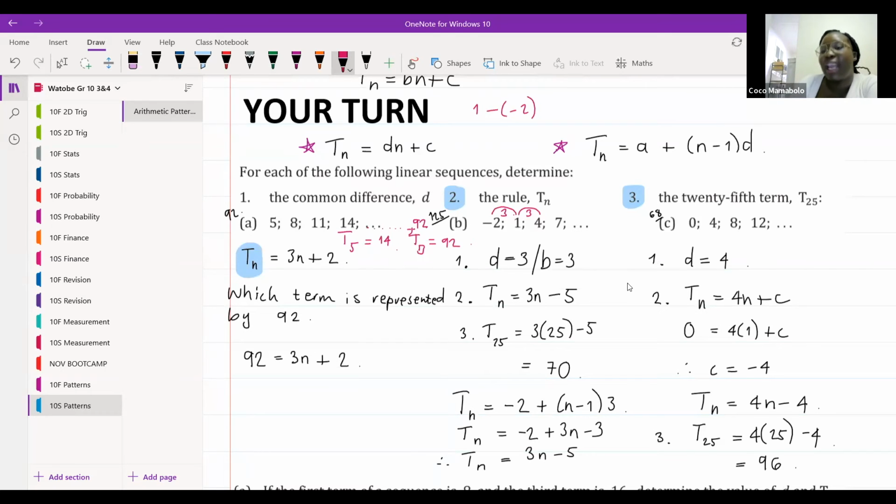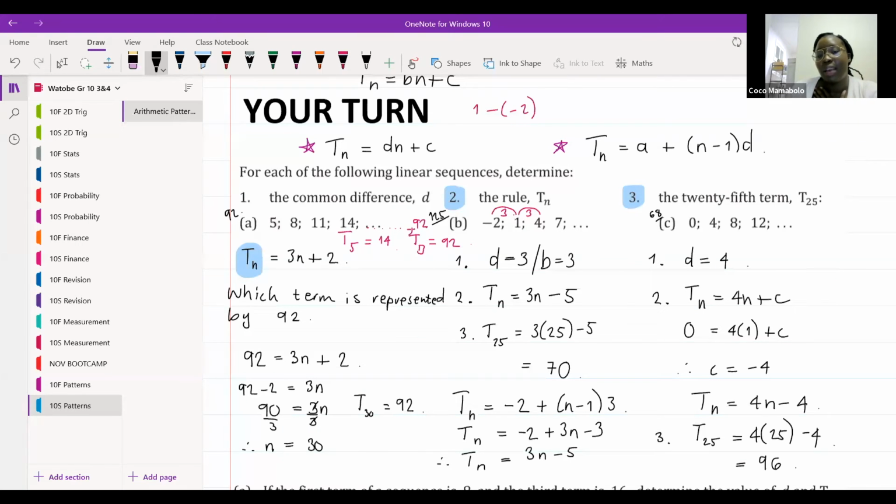Yes, correct. n is equal to 30. All right, so we're going to do a bit of math. Take the 2 over to the other side. So we're going to get 92 minus 2, which is equal to 3n. That's 90 is equal to 3n. Divide both sides by 3. Therefore, n is equal to 30. So that means in the 30th position, at T30, we have the number 92.